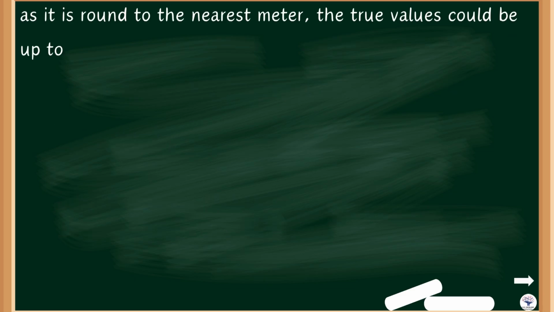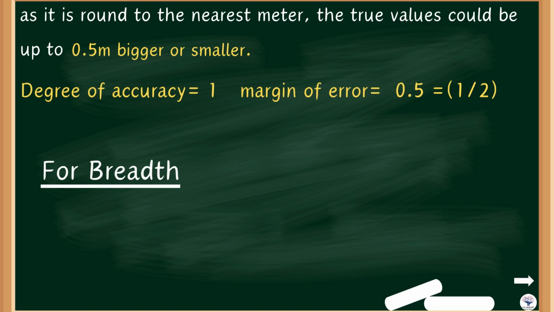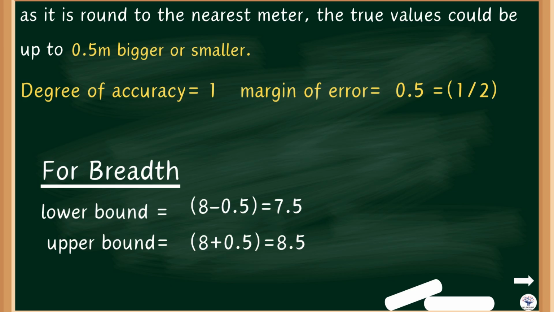And for the breadth, as it is rounded to the nearest meter, the true values could be up to 0.5 meters bigger or smaller. That is, degree of accuracy is 1, and when divided by 2, gives 0.5 as the margin of error. Hence, for breadth, lower bound equals 8 minus 0.5, and upper bound equals 8 plus 0.5, which gives the error interval as 7.5 less than or equal to 8 less than 8.5.